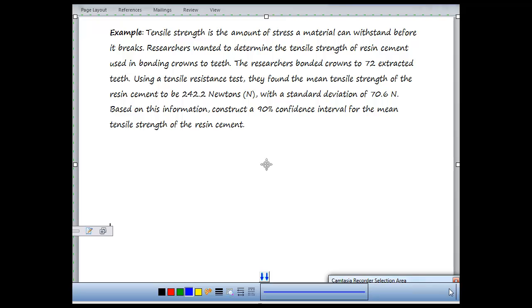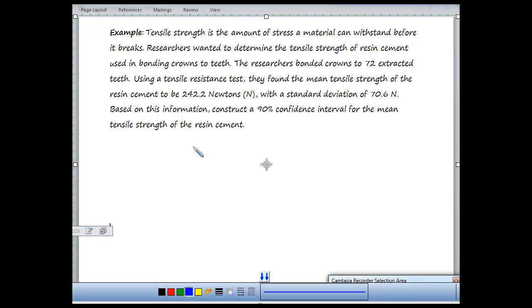It says tensile strength is the amount of stress a material can withstand before it breaks. Researchers wanted to determine the tensile strength of resin cement used in bonding crowns to teeth. The researchers bonded crowns to 72 extracted teeth. Using a tensile resistance test, they found the mean tensile strength of the resin cement to be 242.2 newtons, with a standard deviation of 70.6 newtons. Based on this information, construct the 90% confidence interval for the mean tensile strength of the resin cement.